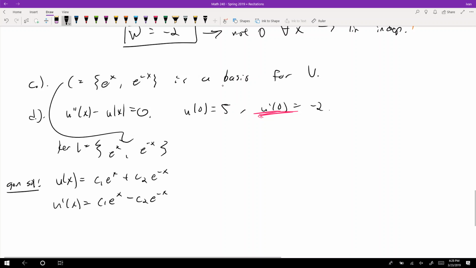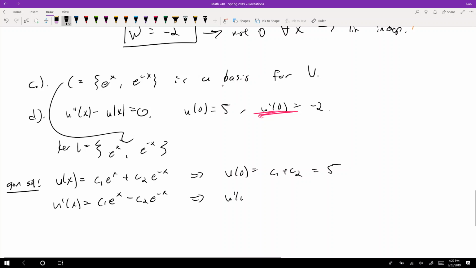Okay, and now what? Well, we know u of 0. So we plug 0 into these x's, and we see that it just becomes c1 plus c2, because e to the 0 is 1, and e to the minus 0 is still 1. And we know c1 plus c2 is equal to 5. That's given to us in the initial conditions above.